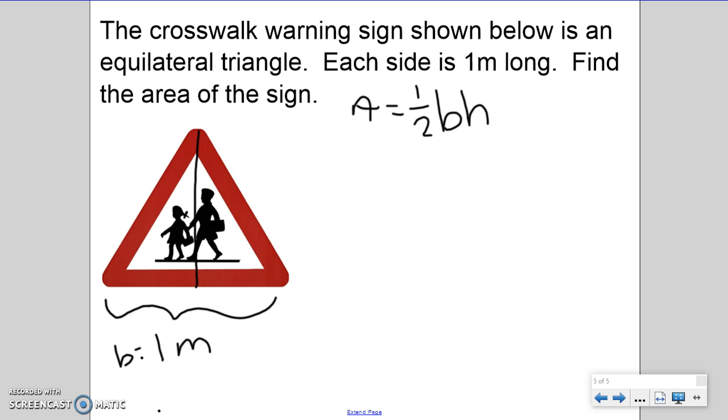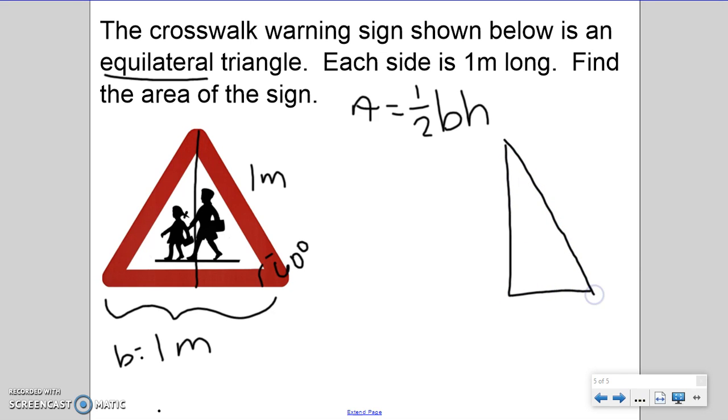And in order to do that, I can use the 30, 60, 90 rule. I have an equilateral triangle. So that tells me that this angle here at the bottom is 60 degrees, which makes the angle at the top 30 degrees. So I'm going to redraw this, just half of the triangle over here. So there's my 60-degree angle. And this hypotenuse is 1 meter.